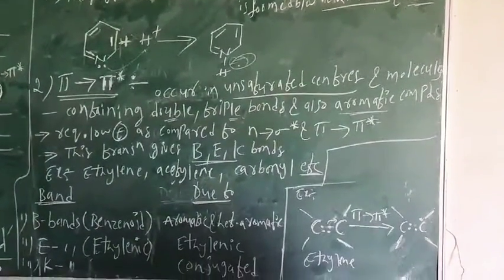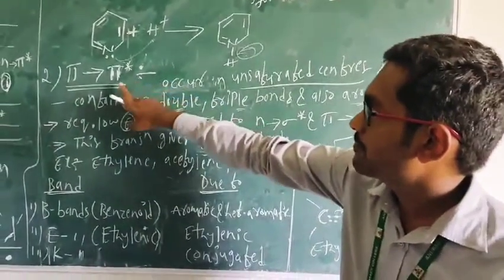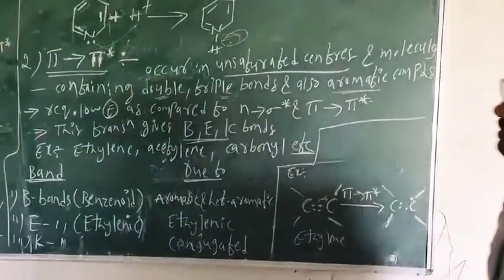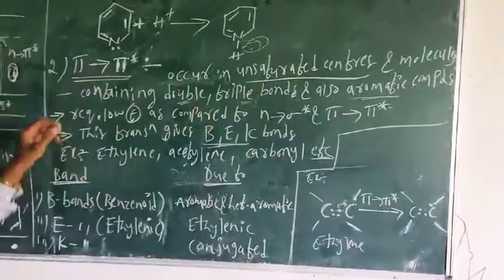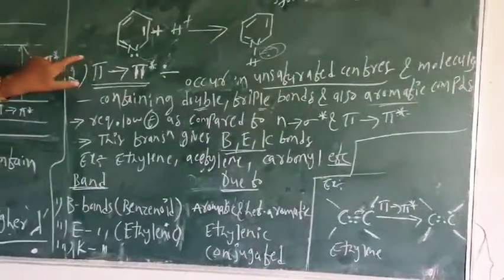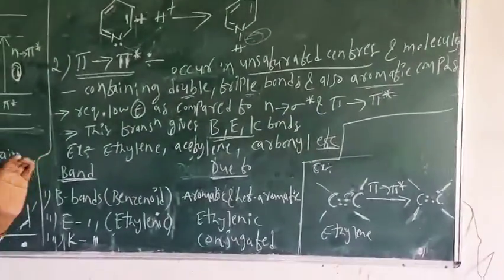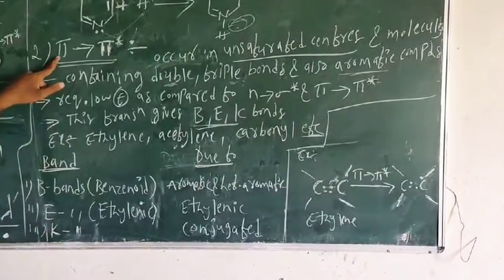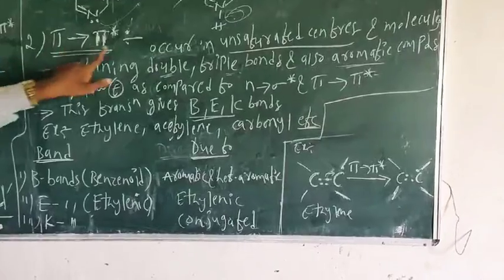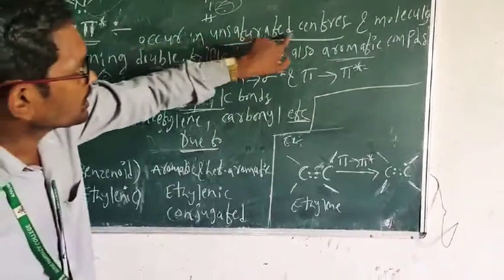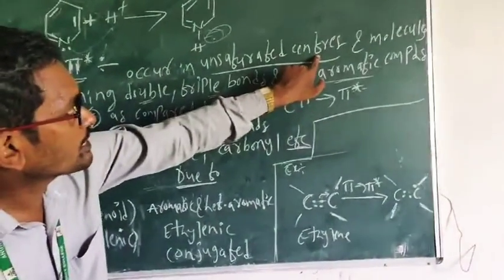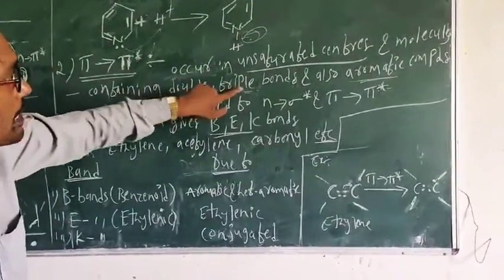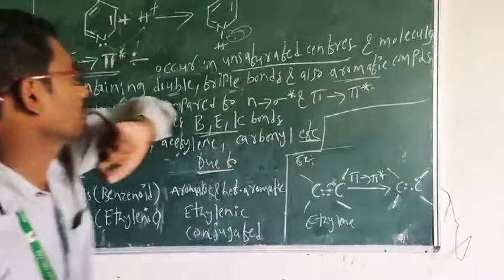Then the second type of transition is the π to π* transition. You can observe here π to π*. This molecule consists only of π bonds and should not contain any lone pair of electrons. The π electrons are undergoing transition. It occurs at unsaturated centers, in molecules containing double bonds, triple bonds, and also in aromatic compounds.